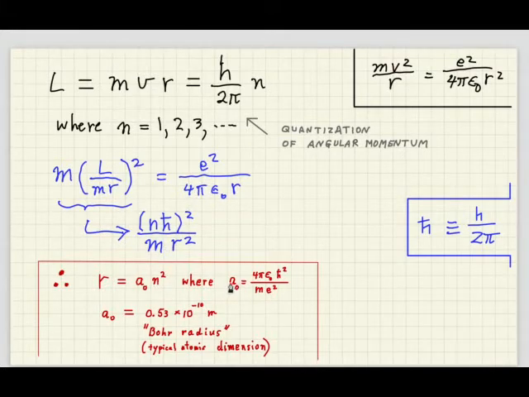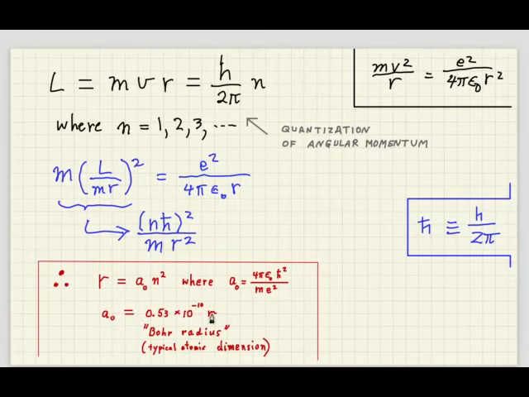Now, this is a0 written in terms of known quantities, the mass of the electron, charge of the electron, and epsilon 0 and h bar. If you plug in those numbers, you calculate the value of a0, it's 0.53 times 10 to the minus 10 meters. And that's called the Bohr radius. You see how classical mechanics and the Coulomb force lead to this dimension, 0.53 times 10 to the minus 10 meters.